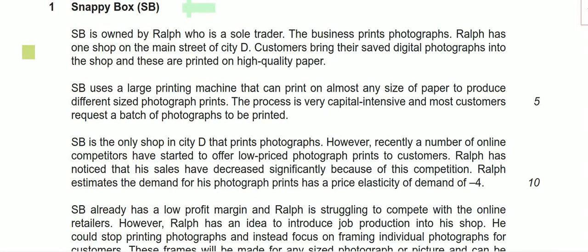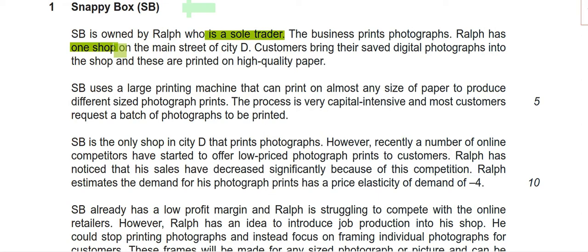So starting off with the data, they're saying SB is owned by Ralph, who is a sole trader. That means that as a sole trader, he will have unlimited liability and there might be difficulties in raising finance. Moving on, the business prints photographs. Ralph has one shop on the main street of City D. Customers bring their saved digital photographs into the shop and these are printed on high quality paper.